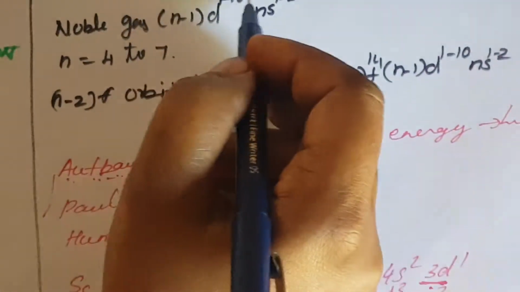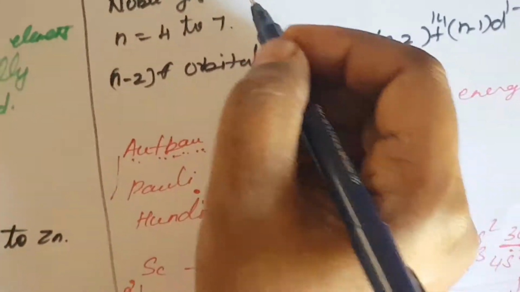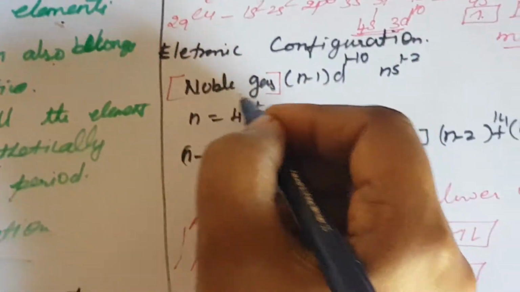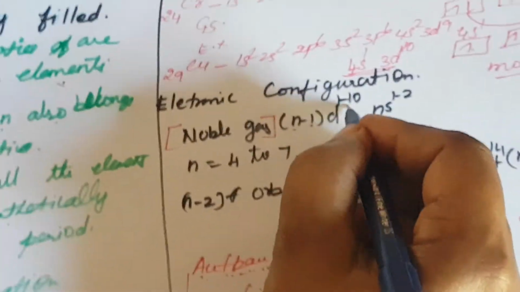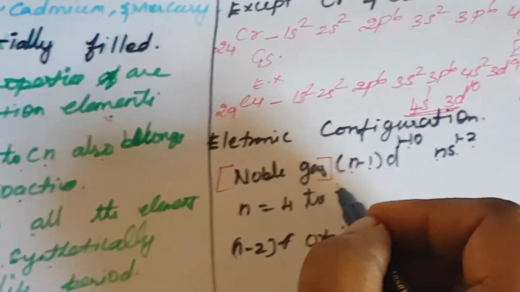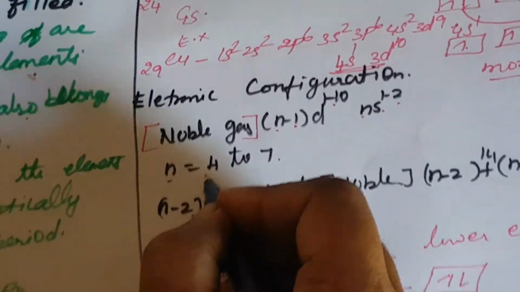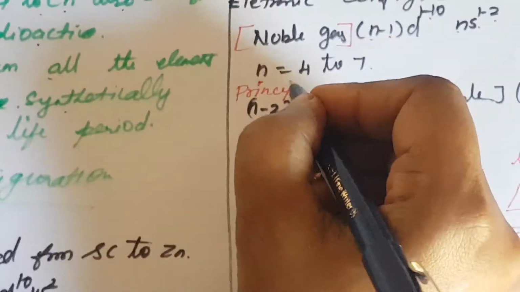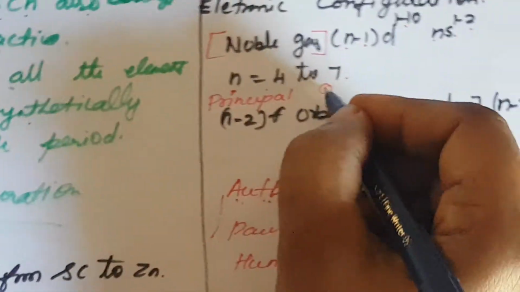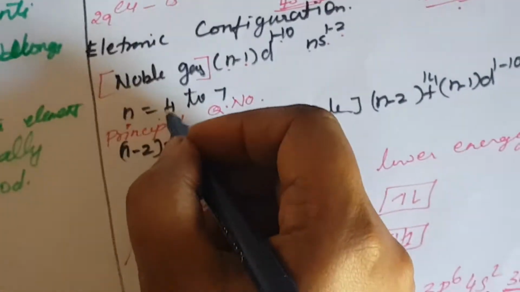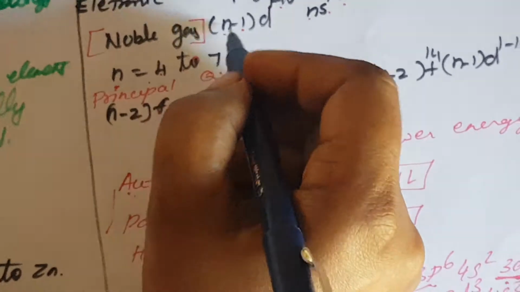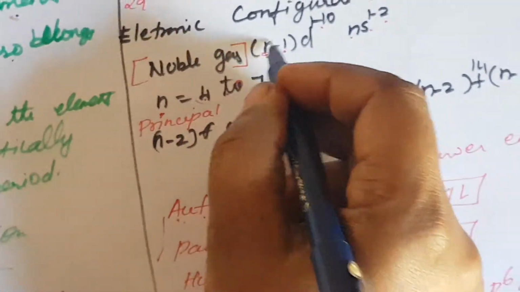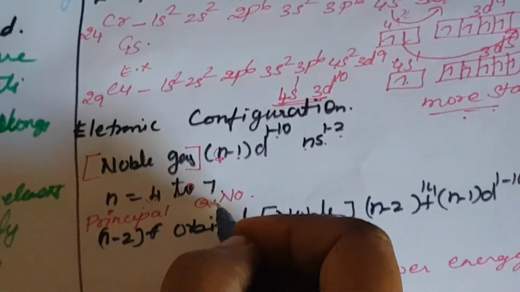Another one is the general electronic configuration of d block elements. That is noble gas, (n-1)d 1 to 10, ns2. What is the meaning of that? What is n? n is the principal quantum number, 4 to 7, so n is equal to 4, 5, 6, 7.